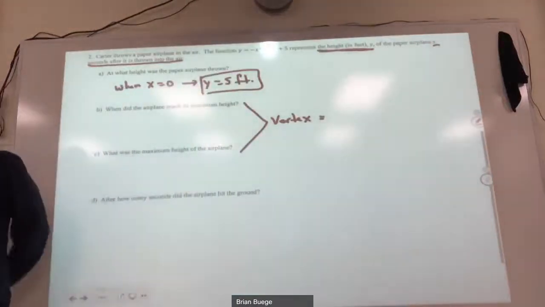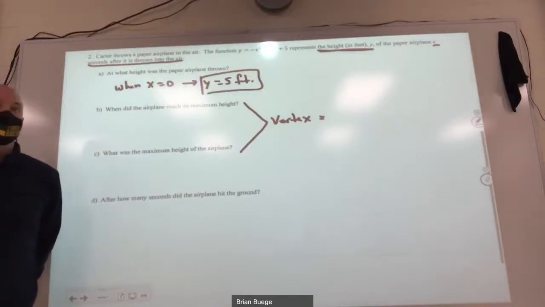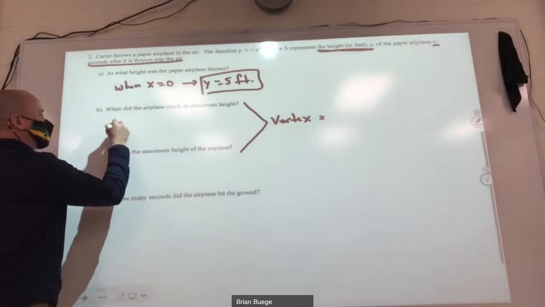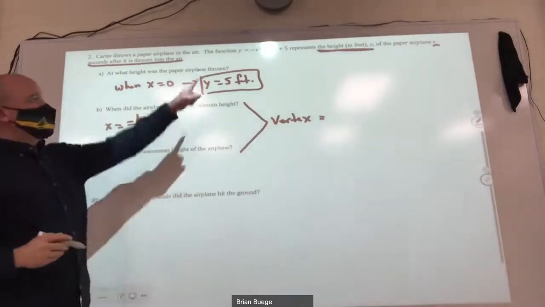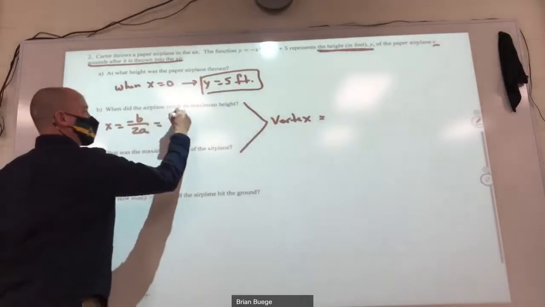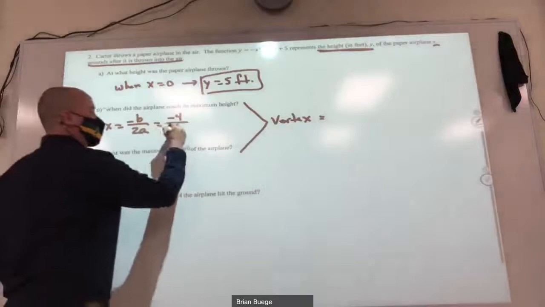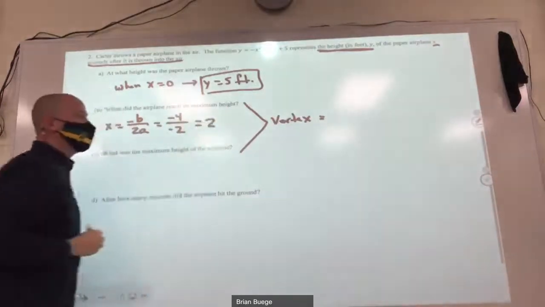What form am I in? Standard. How do I find the vertex in standard form? Opposite of b over 2a. So x equals opposite of b over 2a. Opposite of b in this case is negative 4. If I double the a value, I get negative 2. And if I simplify that, we end up with a positive 2 to what?